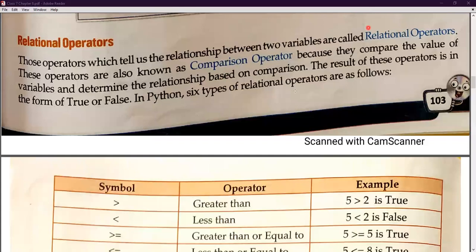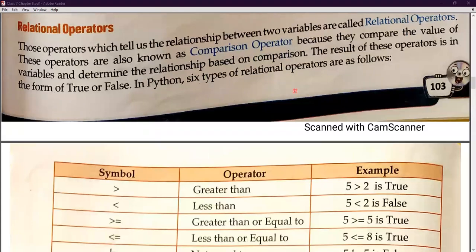Because they compare the value of variables and determine the relationship based on comparison, the result of these operators is in the form of true or false. This is once again a very interesting thing: what will be the output of the relational operator, sir? Then I am answering it that it will come in the form of true or false.